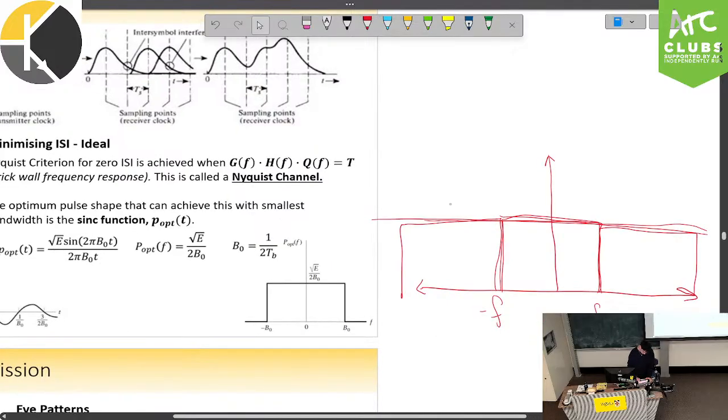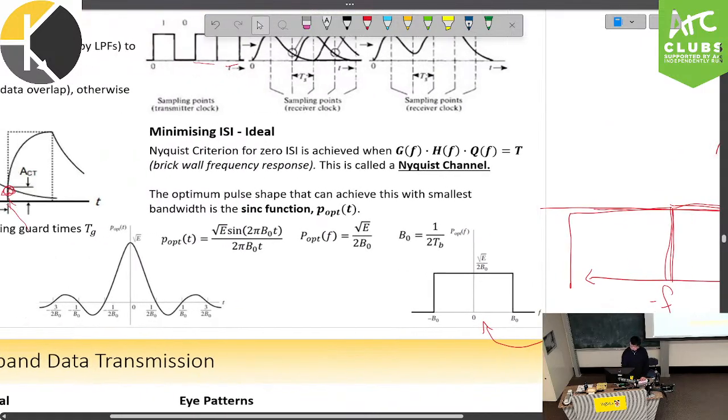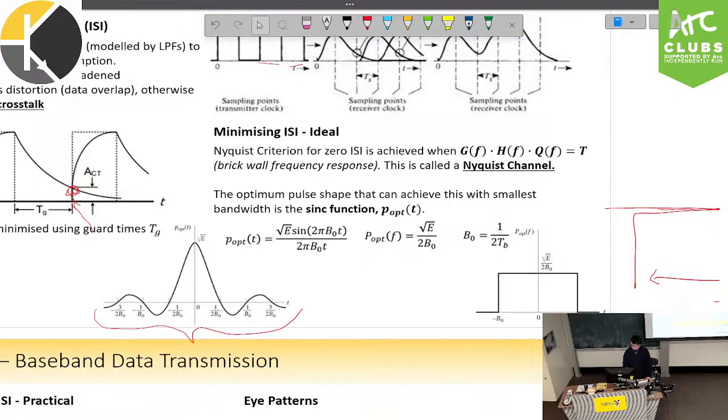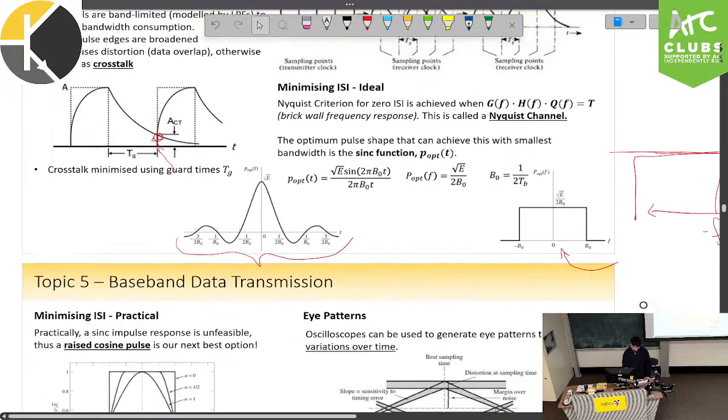So to achieve a rectangular output for your frequency response in the time domain, you're going to need to somehow generate a sinc function, which is very hard to do. So in practice we don't actually create sinc functions to transmit our pulses. We instead find something that is a bit easier to do.